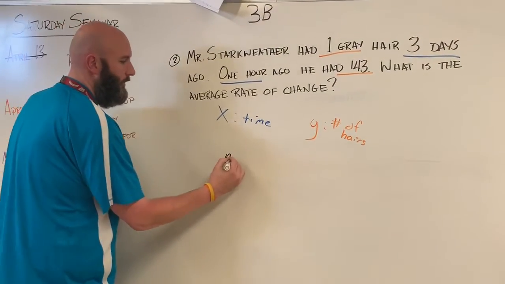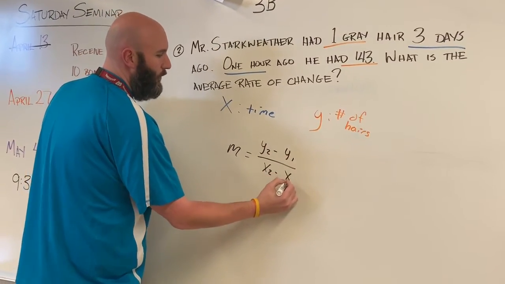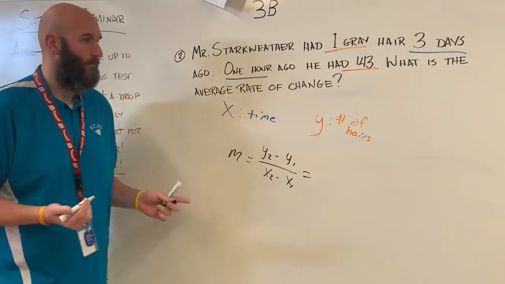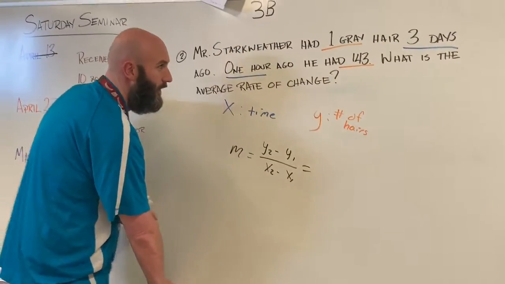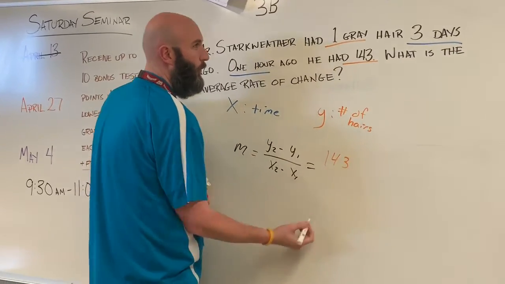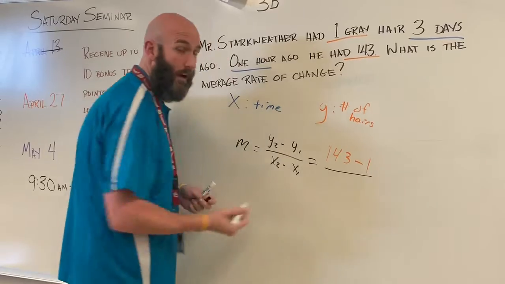So let's look at finding the rate. Again, you have a slope formula where we can look at y2 minus y1 over x2 minus x1. You might ask yourself, why? Because we want to know how many hairs this guy has that are gray. So let's start with what he had an hour ago. Starkweather had 143. Before the weekend, he had 1. So there's my change in the y values.